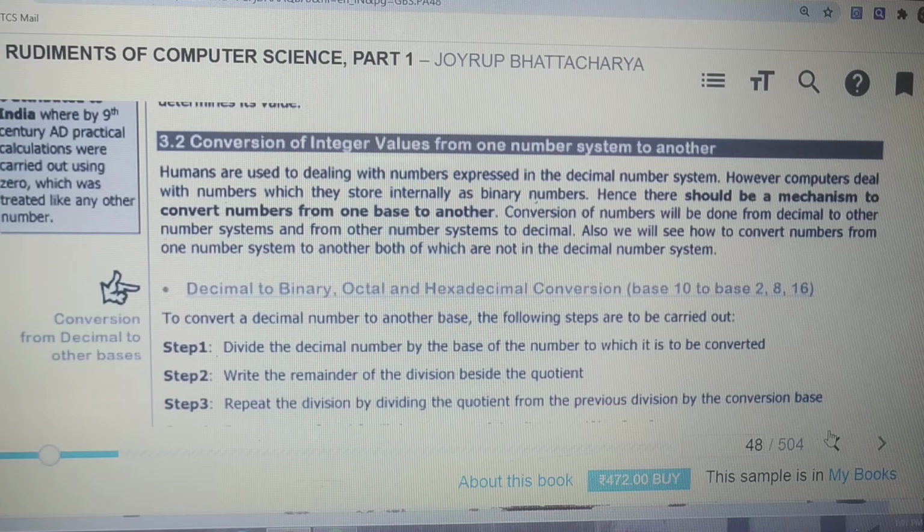So what is the first rule? There is a set of rules, and we will follow this particular rule. The first rule is to divide the decimal number by the base of the number system to which it is to be converted. Suppose if you want to convert it into base 2, then we have to divide this decimal number by 2. If you want to convert it into base 8, then divide the number by 8, octal. Or if you want to convert it into hexadecimal, the hexadecimal base is 16, then divide the number by 16.